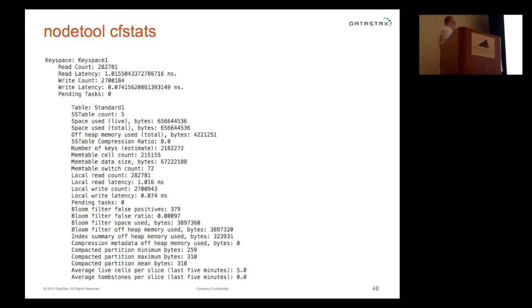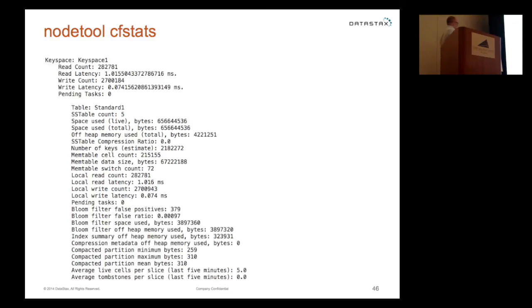Here you have the amount of memory consumed by off-heap data structures. This is the same number that should be shown in nodetool info. And then at the bottom, you have it broken out by particular data structure: your bloom filters, your index summary, and your compression metadata.